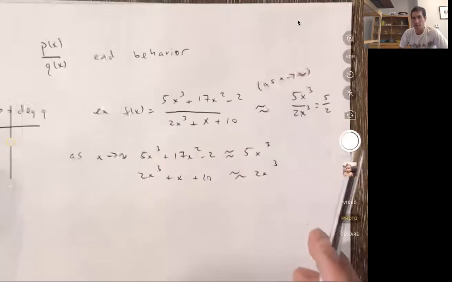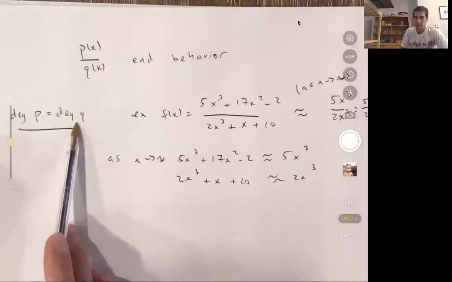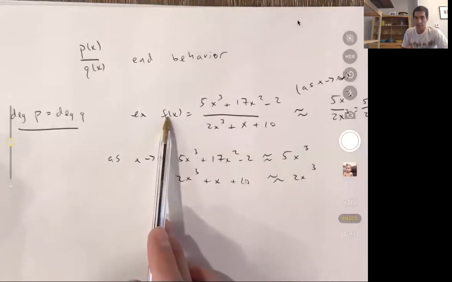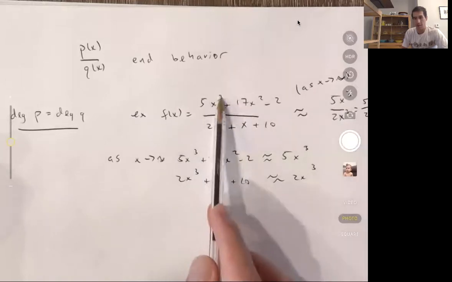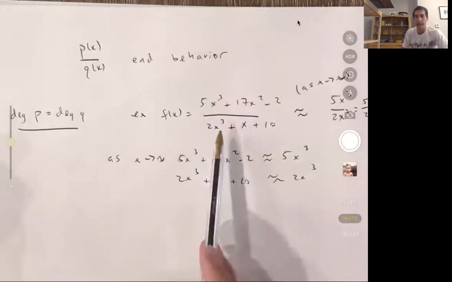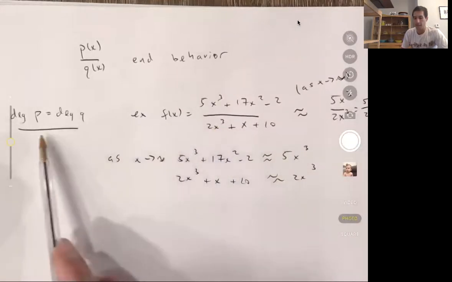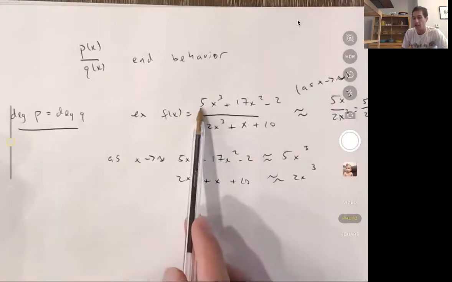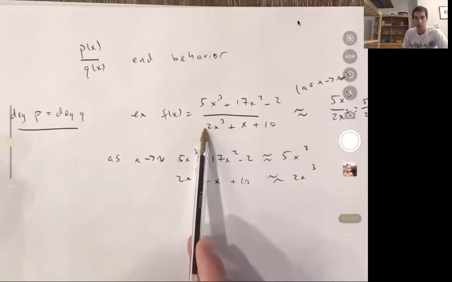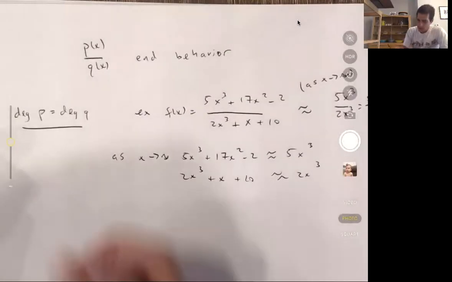And you can think about what's happening in any scenario where the degree of p is equal to the degree of q. Basically the function is going to behave like the leading term divided by the leading term. And since the degrees are equal, we can think of canceling out the x cubed, or canceling out the x's in the leading term. And so basically the end behavior is going to look like the ratio of the leading coefficients. Okay? Now there are two other scenarios.